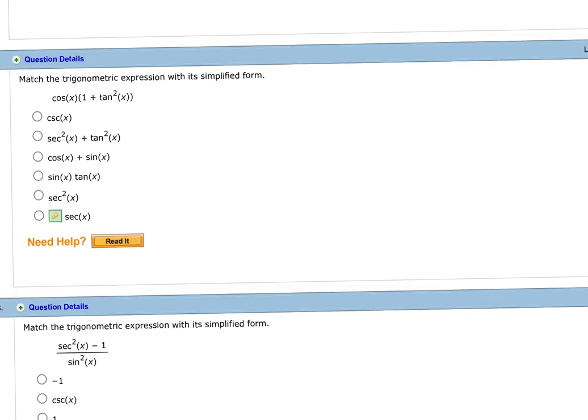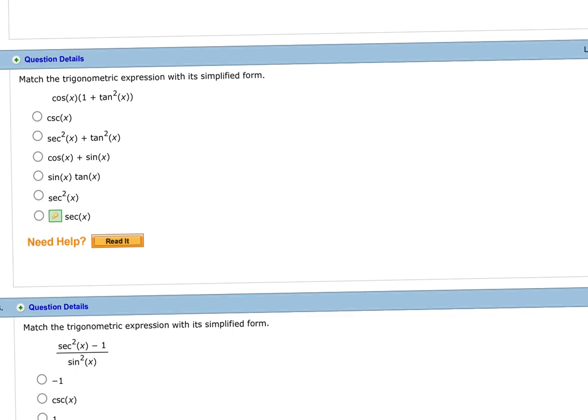All right, so number 2 says match the trig function with its simplified form. Let's say it wasn't multiple choice. Obviously, I'd want to be able to get there by myself. Cosine obviously stays as cosine. 1 plus tangent, that's in your identities.